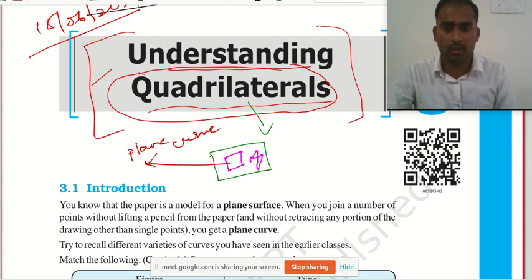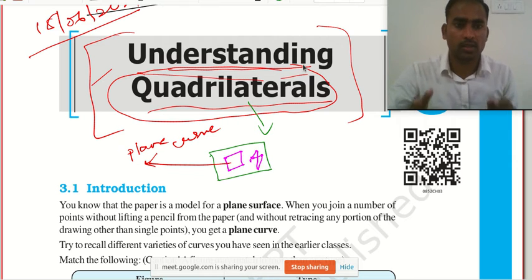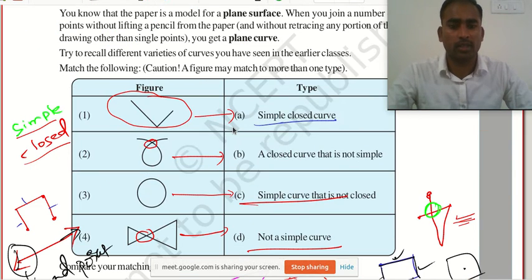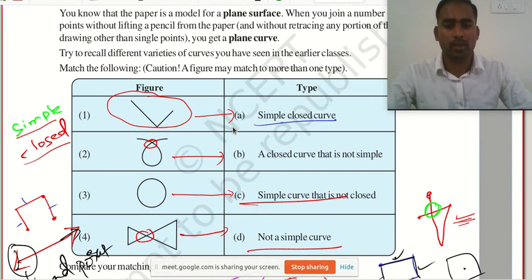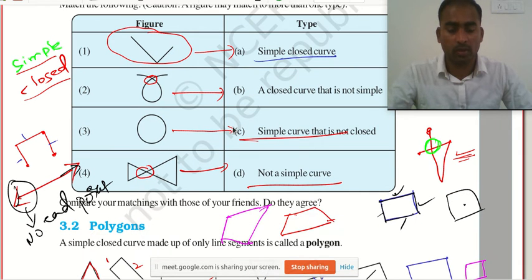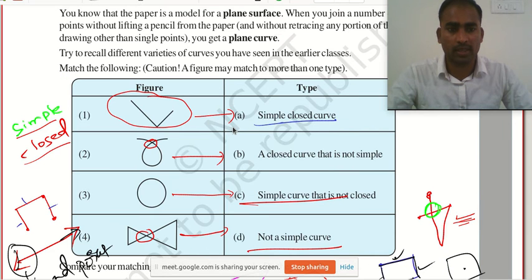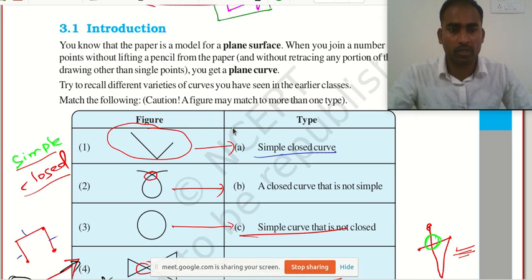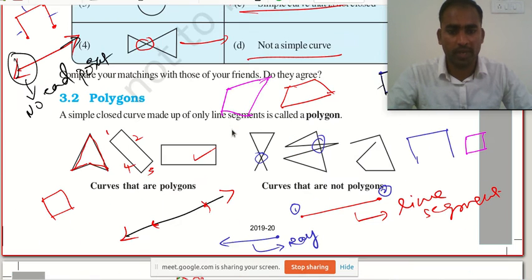So here, in the last class we discussed understanding quadrilaterals. As part of that, we discussed the simple closed curve, what is a closed curve and what is a simple curve. We also learned about the plane surface and the plane curve.